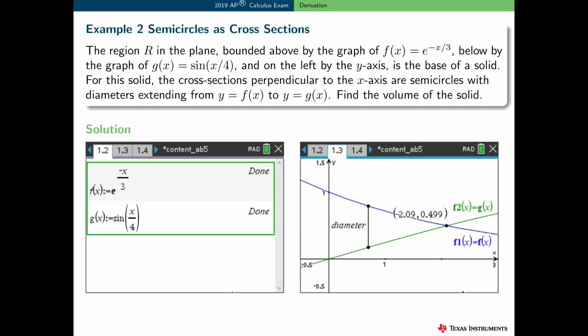Using the TI-Nspire, I first defined the functions f and g. Then, on a graph page, I tried to visualize the base of this solid. Here's the graph of f and the graph of g. Now, I was a little worried when I read this problem about the boundary of the base R on the right. But I can now see that these 2 graphs intersect near x equal 2. I found a good estimate of this point of intersection on the graph page, but I will confirm this on a calculator page in a minute. And I also drew in a diameter of the semicircle at an arbitrary value x.